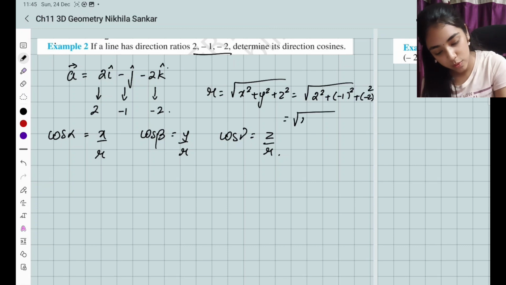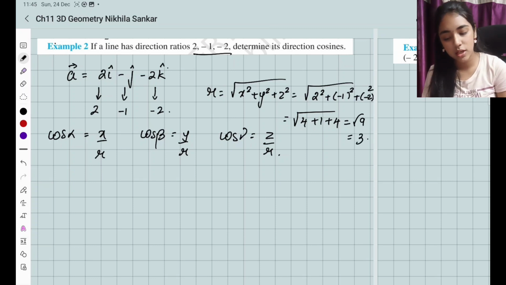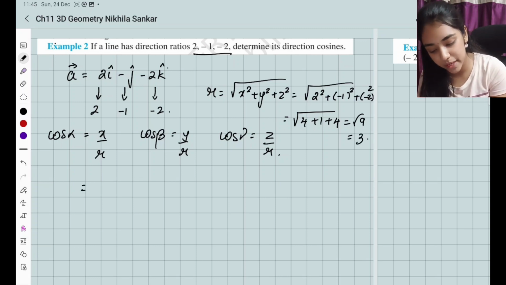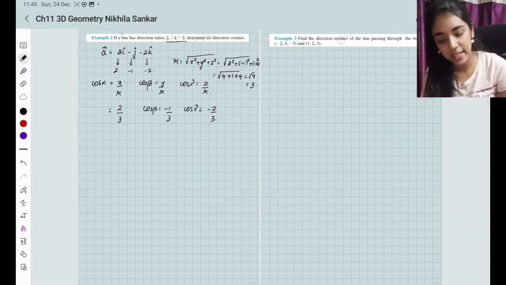So this is going to be square root of 4 plus 1 plus 4, which is going to be root 9, which is 3. So இப்போ r value கண்டுபிடிச்சாச்சு. இப்போ cos alpha கண்டுபிடிக்கலாமா? My x is going to be 2 divided by 3. Now cos beta equals y, which is going to be minus 1 divided by 3, and cos gamma is going to be minus 2 divided by 3.